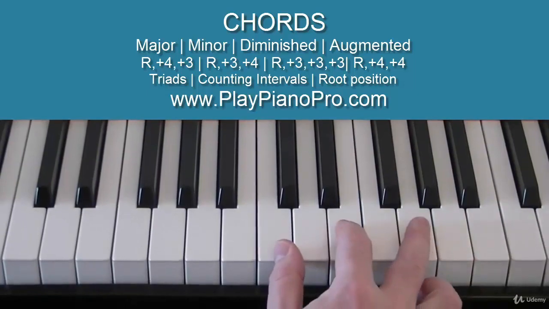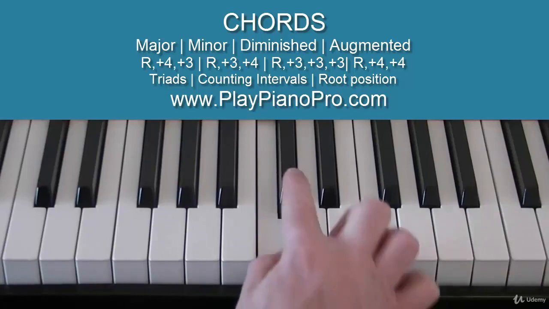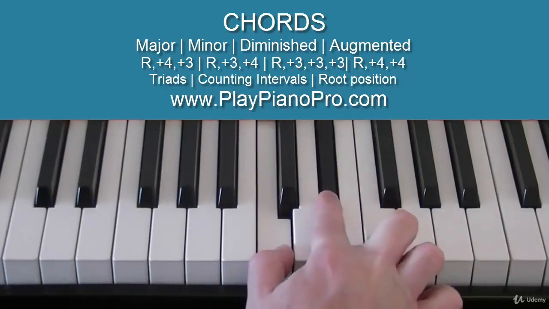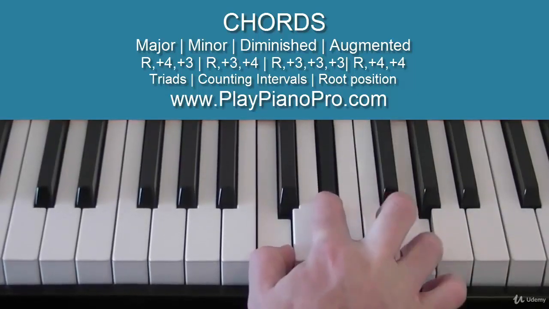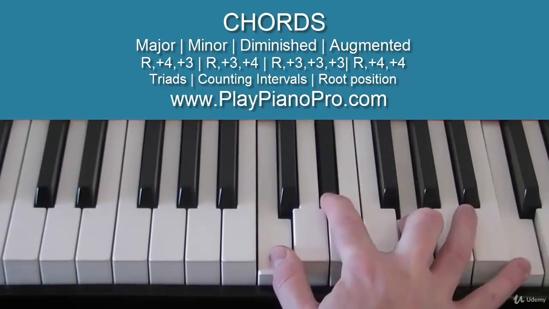Okay, to form C minor, we have the root note. This time we reverse our count. We go 1, 2, 3, and then 1, 2, 3, 4. C minor chord. And again, we can put the C at the top to make a 4-note chord.